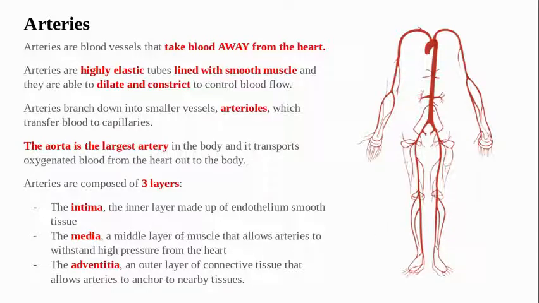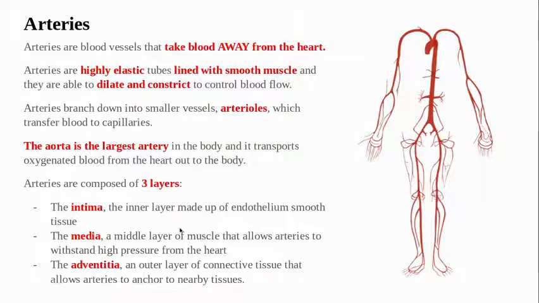And arteries branch down into smaller vessels, which are called arterioles. And then the aorta, which we just saw in the heart, is the largest artery in the body. And the arteries contain 3 layers: the intima, which is the inner layer, the media, which is the middle layer, and the adventitia, which is the outer layer.